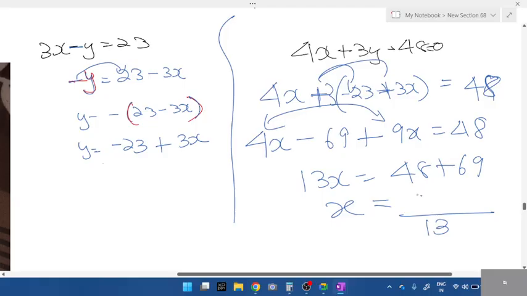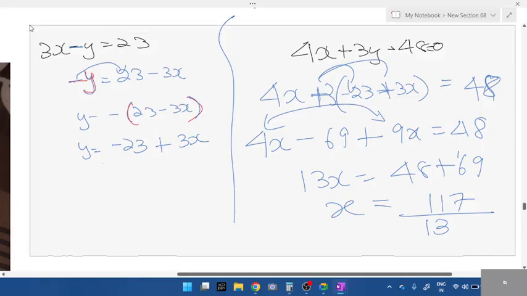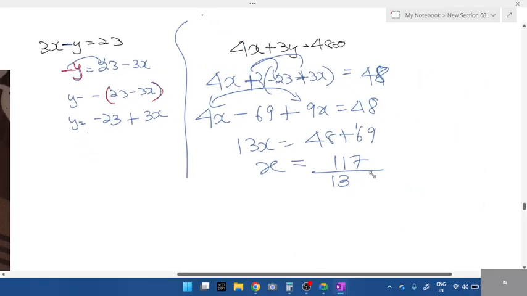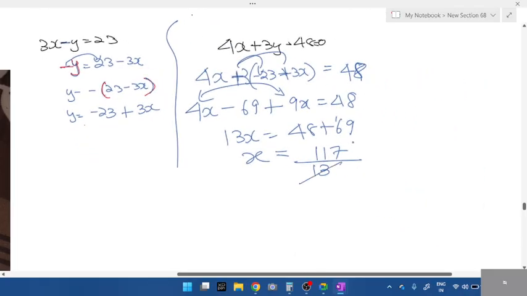No, 117. How come 177? Let me check. 9 plus 8 is 17, right? 6 plus 4 is 10. 10 plus 1 is 11. How come 177? 117. 117 divided by 13 is 9 times. So what is the value of x? X is equal to 9.